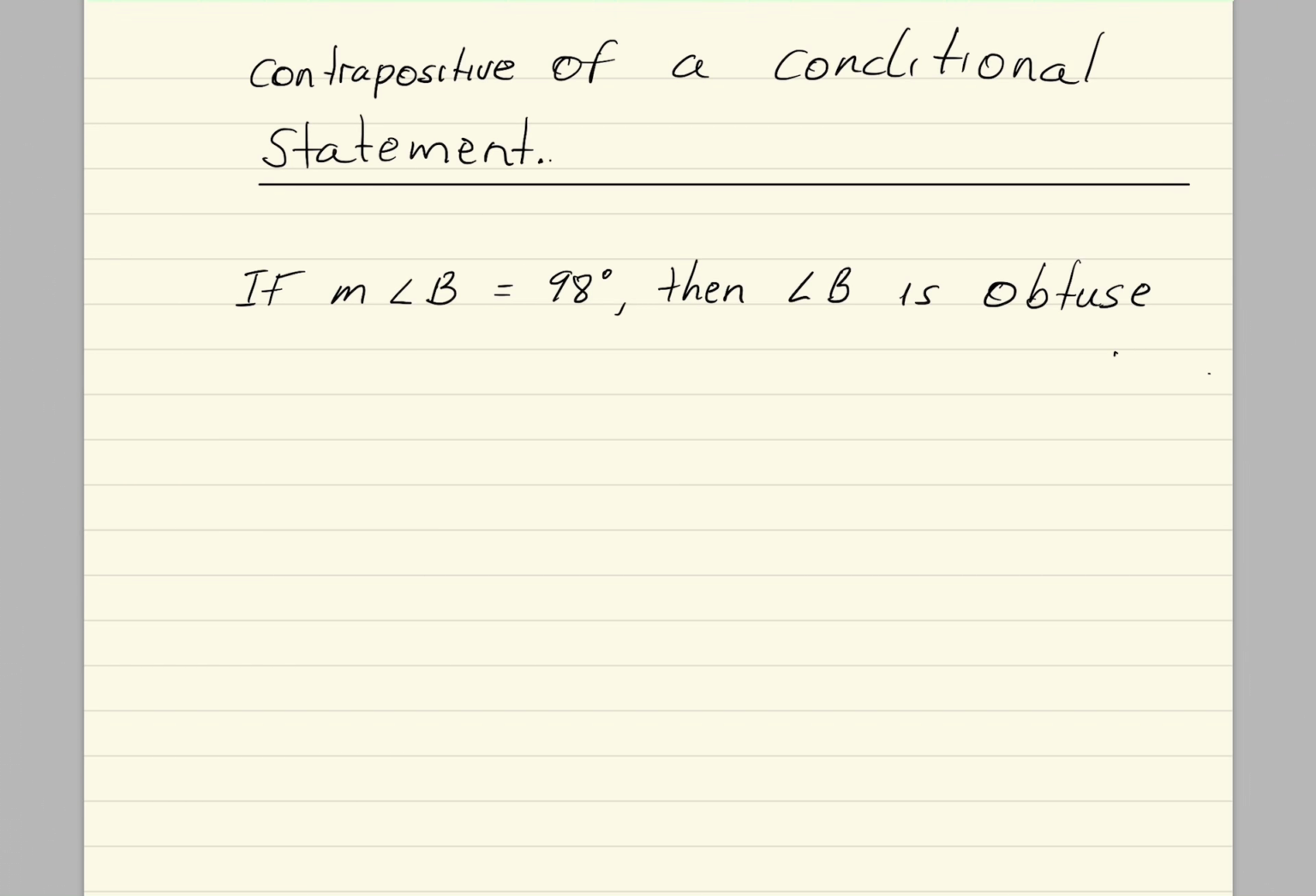So our next lesson is on learning what the contrapositive of a conditional statement is. So we're going to start with our conditional statement similar to our last videos. If measure of angle B is equal to 98 degrees, then measure of angle B is obtuse.